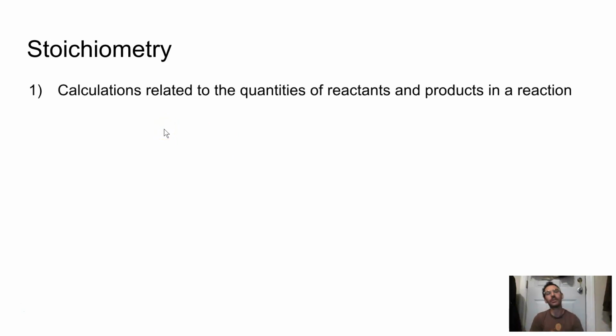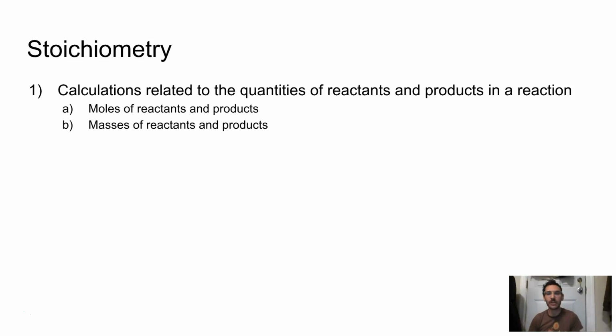Stoichiometry. Well, these are calculations related to the quantities of reactants and products in a reaction. Anytime we're doing measurements or calculations based on the stuff in a reaction, that's stoichiometry. So this would be calculating how many moles of reactants we have, or how many moles of products we have, or maybe how many grams of products, or how many kilograms of reactants, their masses.